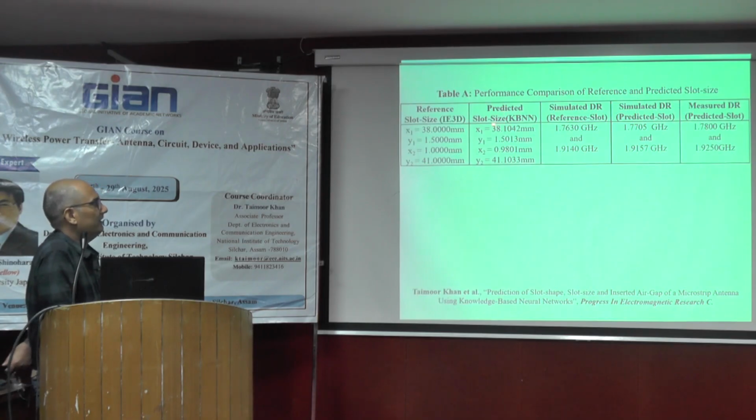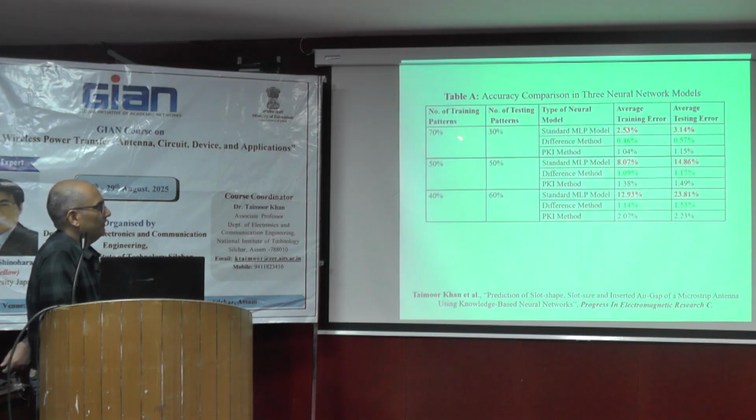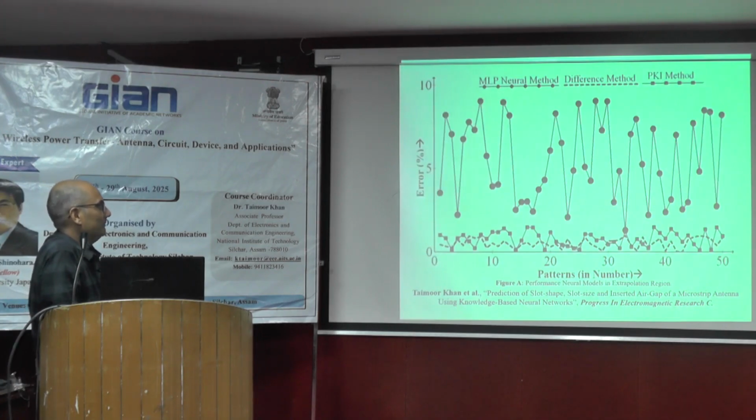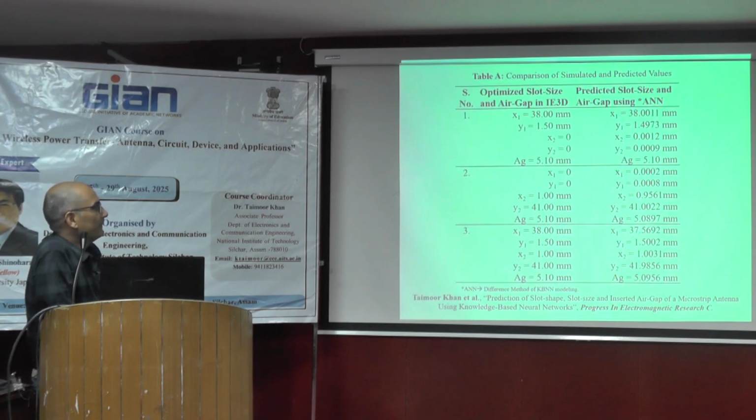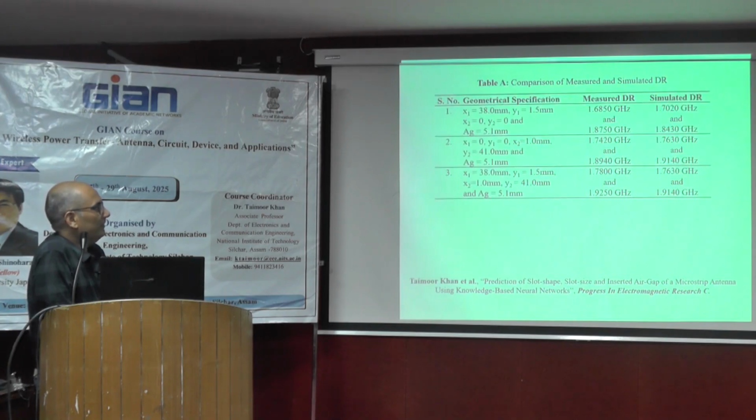Performance predicted, simulated and measured, you can see this one. Number of training and testing sets 70, 30, 50, 50, 40, 60. Then ultimately here you can see that the difference method is more accurate than the PKI method. That can be discussed in the case of the geometry, how we have inserted that pattern. Because of time constraints it is not possible to go into detail, just an overview. Then performance comparison, error comparison versus number of patterns. Here optimized values and predicted values.